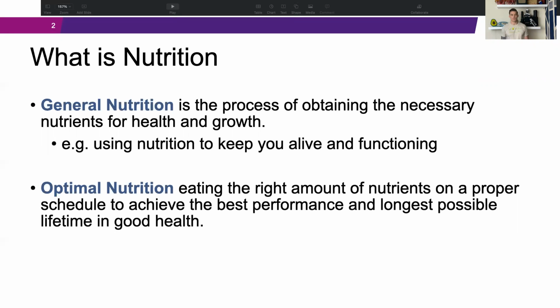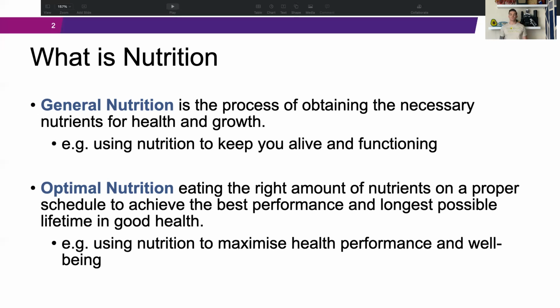What am I talking about? Optimal nutrition. Now, optimal nutrition is done by people like myself that are health conscious, or people that want to perform well, athletes as well. And generally anyone that takes a keen interest in nutrition will follow an optimal nutrition program. So optimal nutrition is eating the right amount of nutrients on a proper schedule to achieve the best performance and the longest possible life in good health. That's what we're after. We want to live as long as possible with good health. So for example, using nutrition to maximize health, performance and well-being.